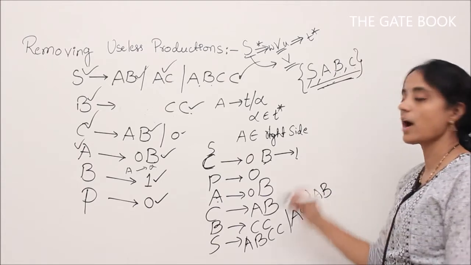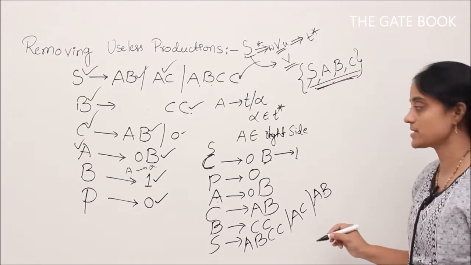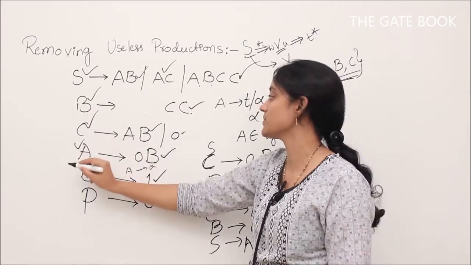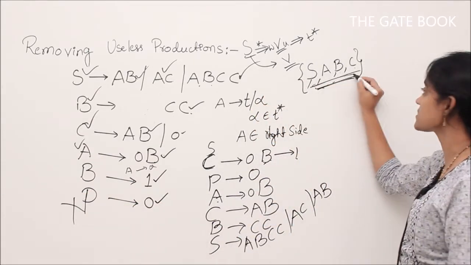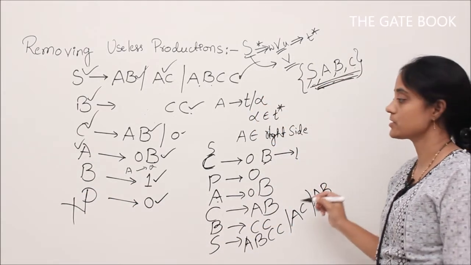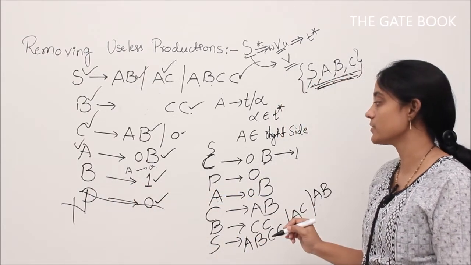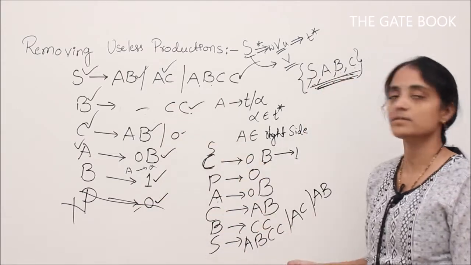Now we should remove all other productions if there is any variable which is not in this set. So we should keep all these productions, keep this, keep this, keep this, keep this. But this one we should remove because P is not a useful variable. So we should remove this production. That means in total we have removed two productions, one here and one here, and everything else is useful.